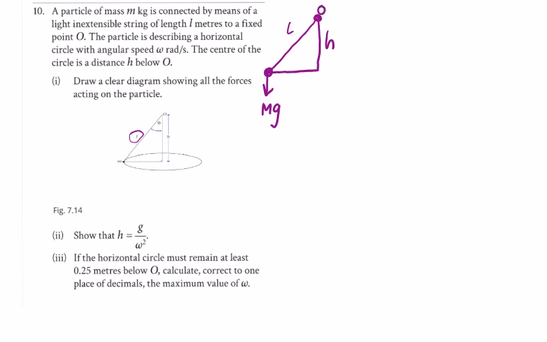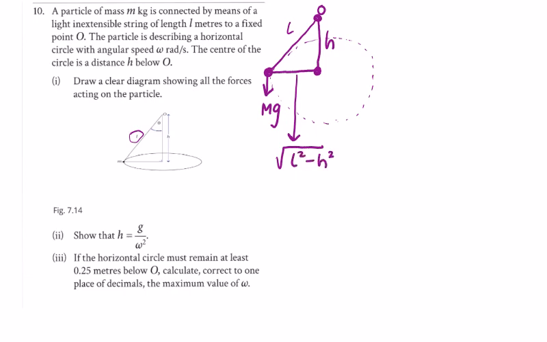So we're not given the radius. It says draw a clear diagram. This is not too clear, but if we want to add in the circular part, something like that, we have the center. So we can get this one straight away. It's going to be the square root of L squared minus H squared to complete our diagram.